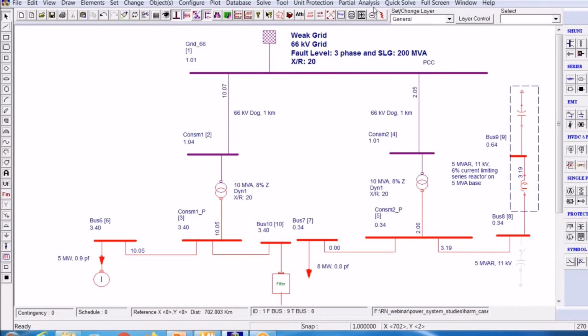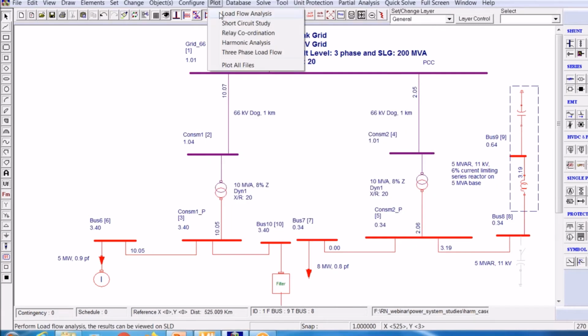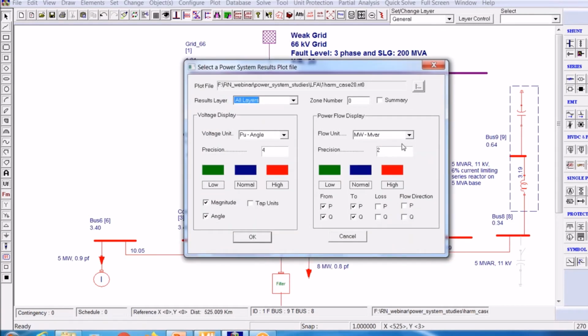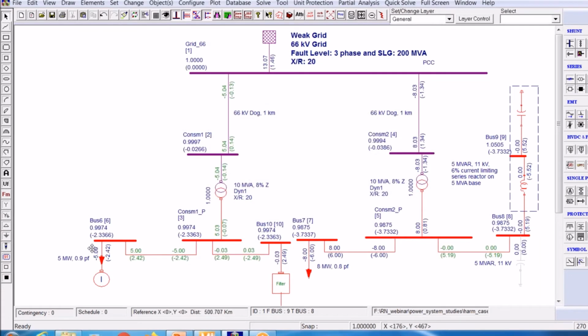Now with this filter value, let us again do the load flow analysis. Now you can see the load reactive power requirement is 2.4 MVR, around 2.5 MVR. The filter is giving at fundamental frequency 2.49 MVR. At fundamental frequency, it is acting as a capacitor.